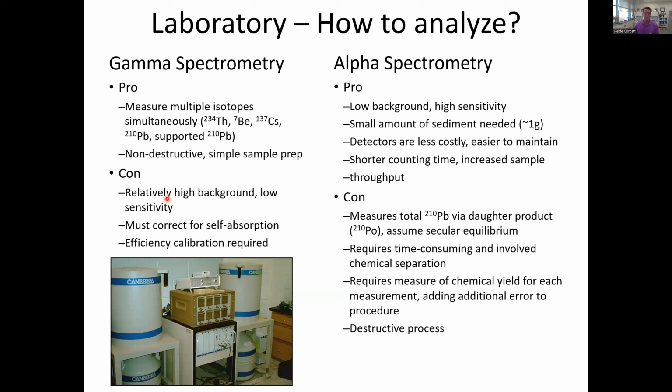In my lab, I typically run my samples by gamma spectrometry to start, primarily to get that cesium-137 peak, or if I'm interested in the short-lived radionuclides. And then after that, I will run all of that core for an individual core. I will run them all by alpha spectrometry to get that better throughput, to get the better analysis for the lead-210.